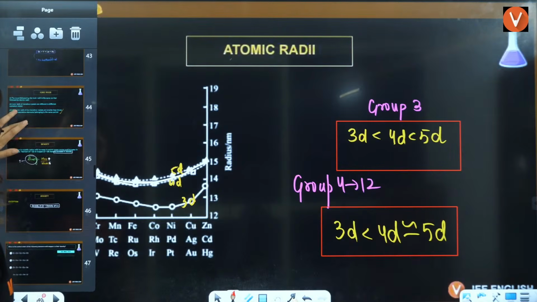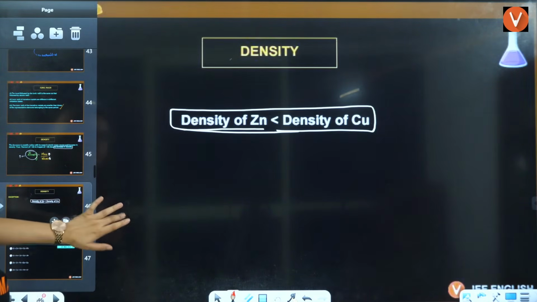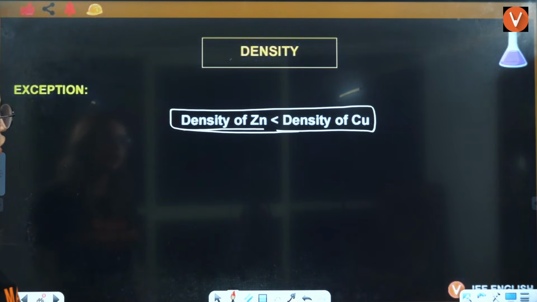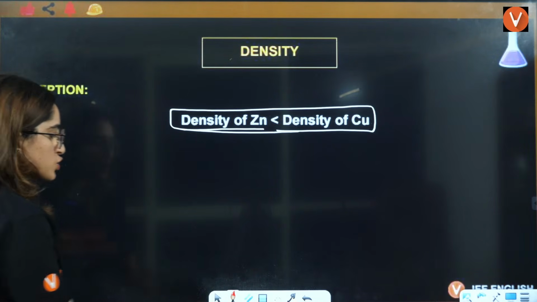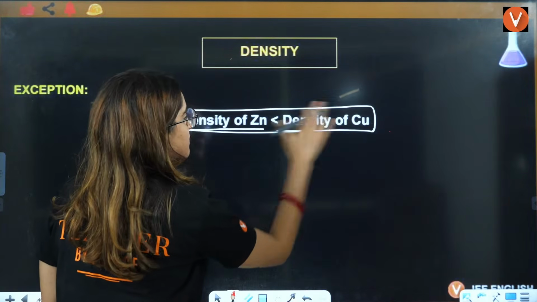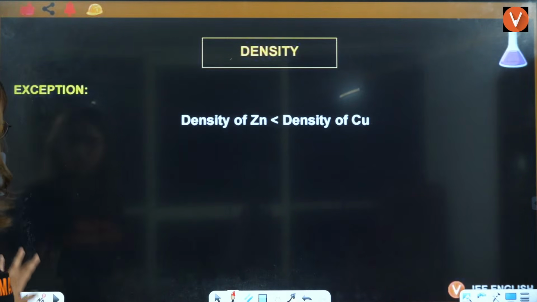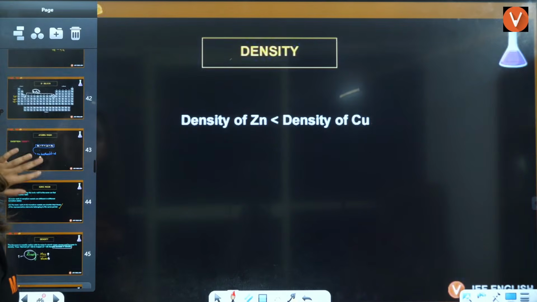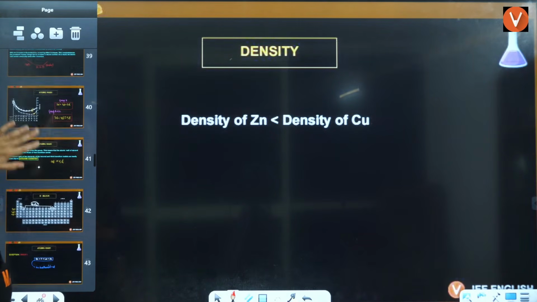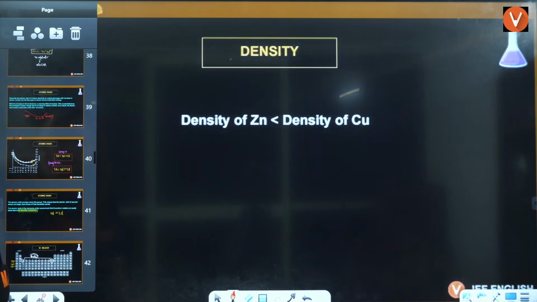Hmm, wait a minute. Density of zinc. Because zinc size is less than this. There is an exception in this, okay? So why is there this exception, that I have just taught you somewhere? Wait a minute, let me just see that. I think I have taught you that, right?